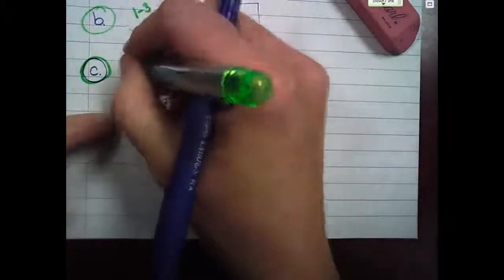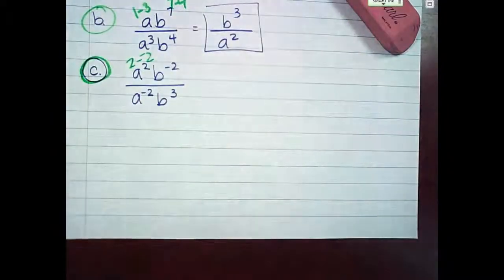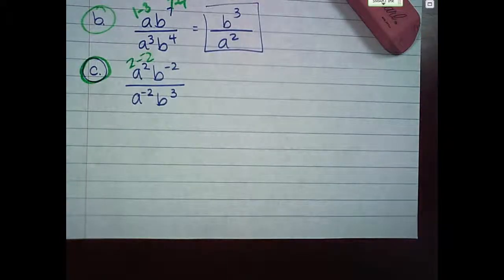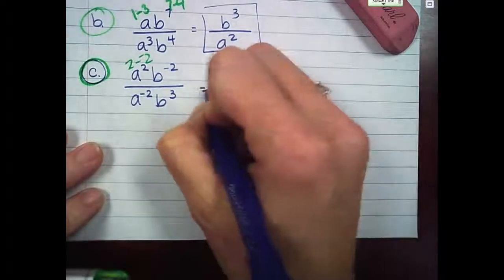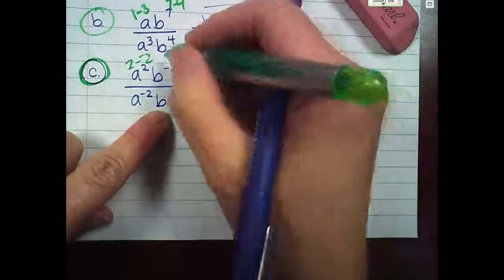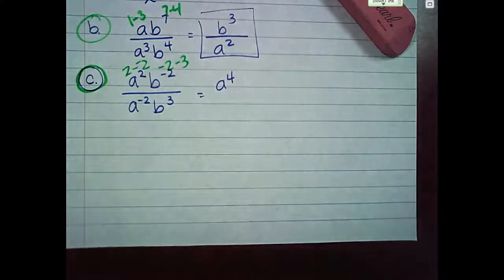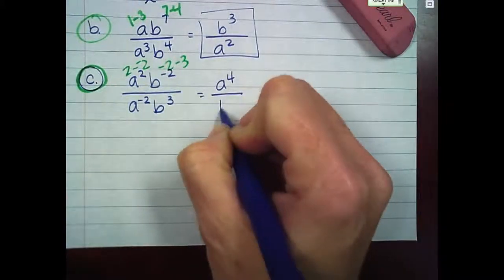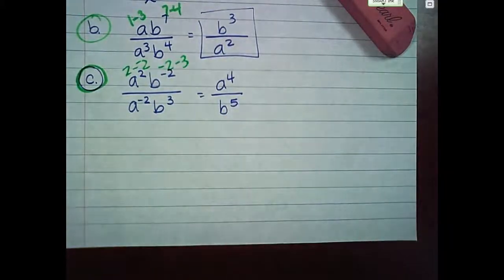2 minus negative 2 is actually how much? 2 minus a negative 2 is minus the negative, so you get 4. So there are 4 a's in the numerator. Then on b, negative 2 minus 3 is negative 5. So I have 5 b's in the denominator. That's why I kept telling you to be careful with it.